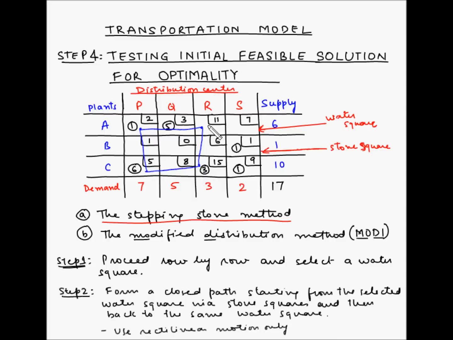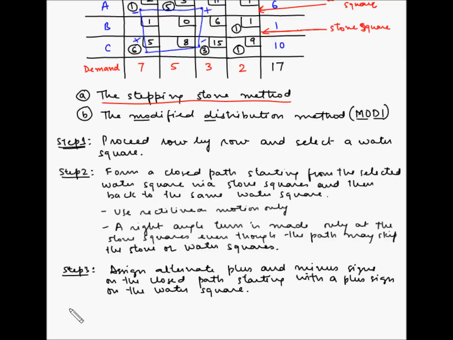So here we started from the water square AR. So we'll assign a plus sign here, and then the alternate we have to assign a negative sign. So this will be negative, then this will be positive, and again this will be negative. Now after we have completed step three, let's look at step number four.